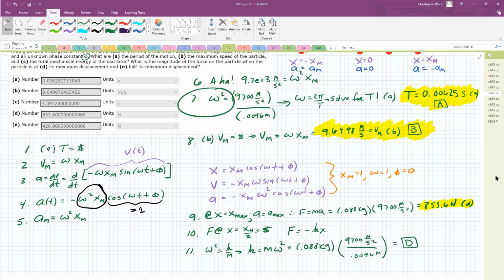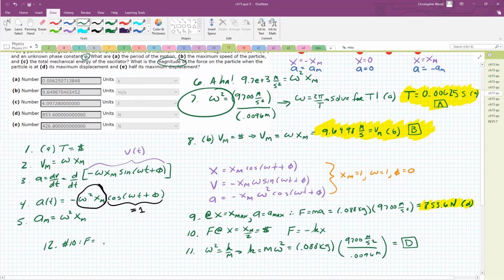That's my K value. I'm going to just double check that. 0.088 times 9,700 divided by 0.0096. All right. So now let's finish this. Number 12 over here is, here's the new number 10. Number 10 now, I can say the force at that half displacement mark is going to equal, I'm going to drop the negative. That negative just means it's restorative. They just want the magnitude because they said they want magnitude.